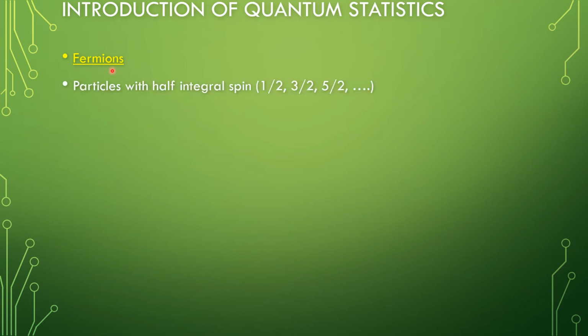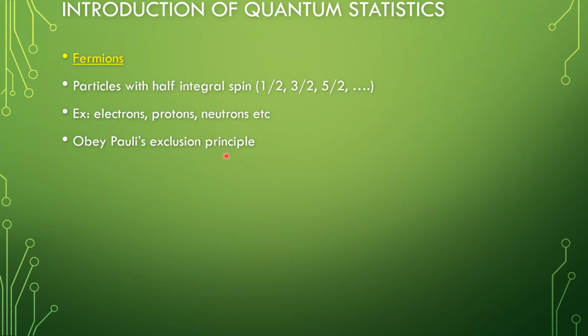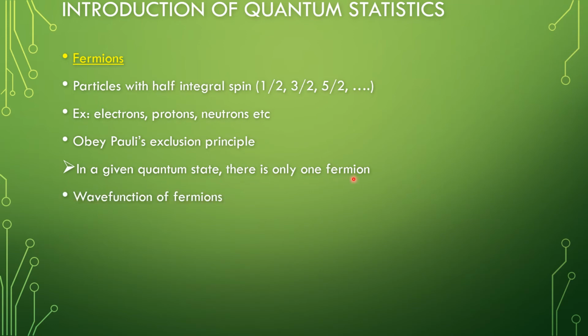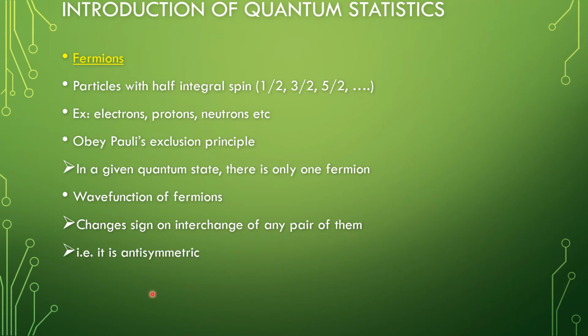Fermions: particles with half integral spin, 1/2, 3/2, and so on. Examples: electrons, protons, neutrons, etc. They obey Pauli's exclusion principle. That is, in a given quantum state, there is only one fermion. The wave function of fermions changes sign on interchange of any pair of them. That is, it is antisymmetric.